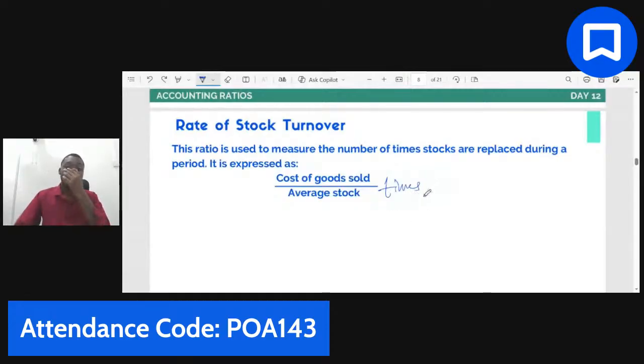All right. So we just want to know, this is the way it works. We are buying stock and then we are selling it. Once we sell a particular stock, we have to replace it. We want to know in a particular period, maybe in a particular year, how many times did we replace stock?